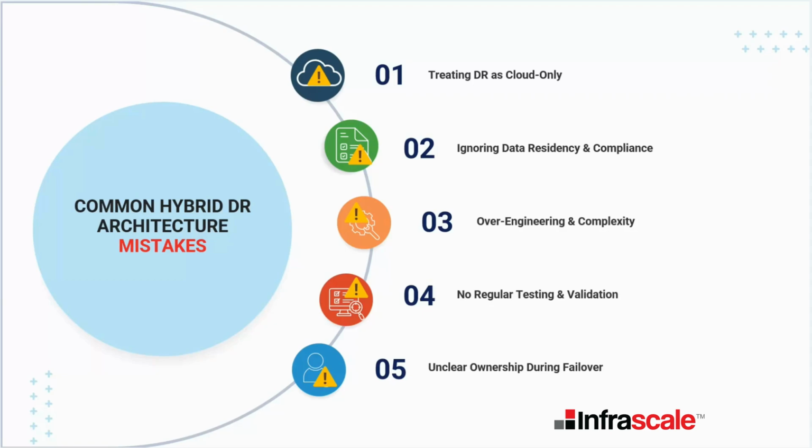The fourth point is no regular testing. A DR plan that isn't tested isn't really a plan. Many MSPs only test during an outage, which is far too late. The fix is lightweight, scheduled recovery testing. And the fifth point is no clear ownership during a failure. When something goes wrong, confusion kills recovery time. Define in advance who triggers failover, who communicates, and who validates recovery. When MSPs avoid these mistakes, hybrid DR stops being risky and becomes predictable, repeatable, and easy to sell.